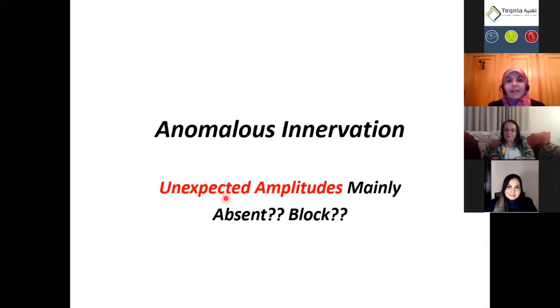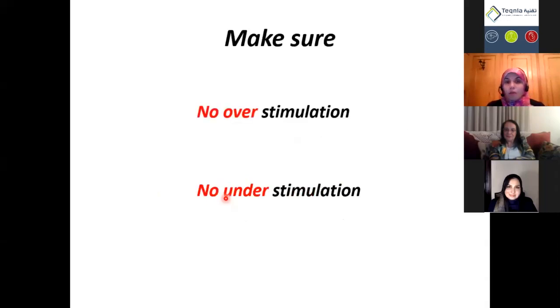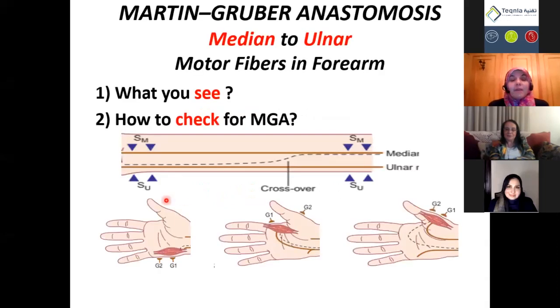So let's see the first, of course, amplitudes. Make sure that you are not overstimulating or co-stimulating, or under-stimulating, everything, before doubting anomalous innervation. I will begin with the Martin-Gruber anastomosis.